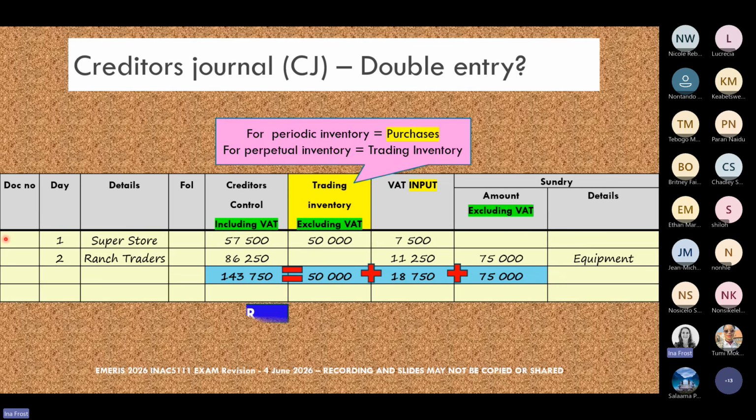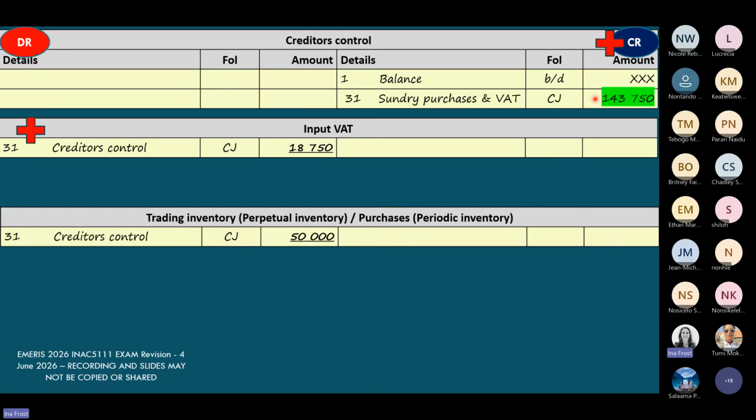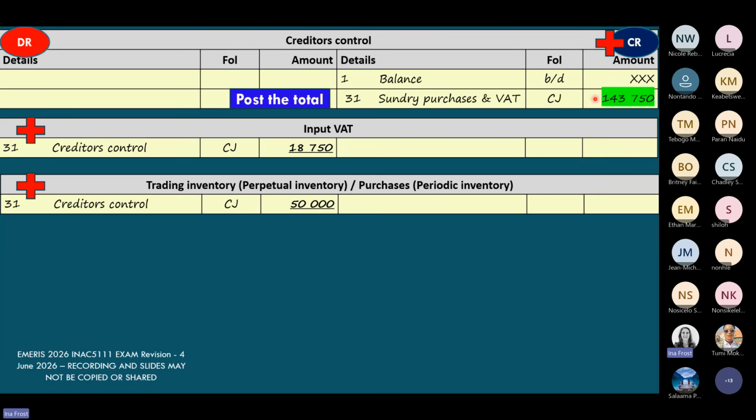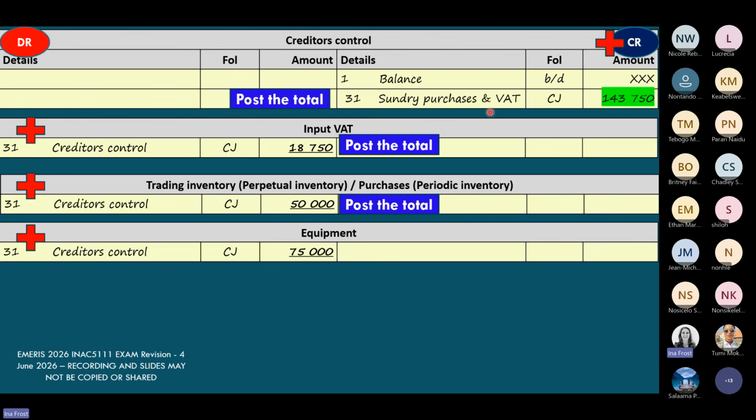And the double entry looks like this. We're going to credit the creditor's control account. We're going to debit the trading inventory account. We're going to debit the input VAT account, and we will debit the equipment account. So that is what our double entry is going to look like. So let's look at it in our general ledger. So we credit the creditor's control, we debit input VAT, we debit trading inventory, and we also debit the equipment account.